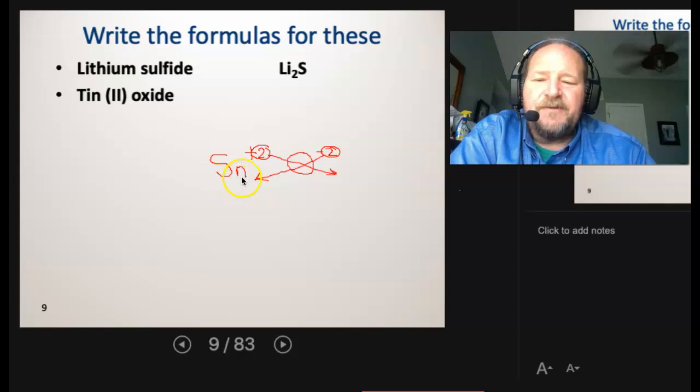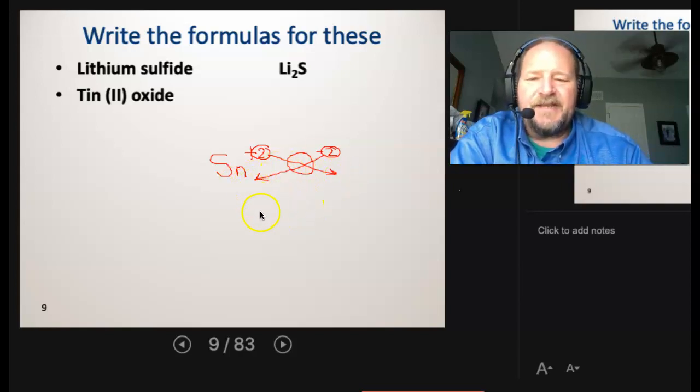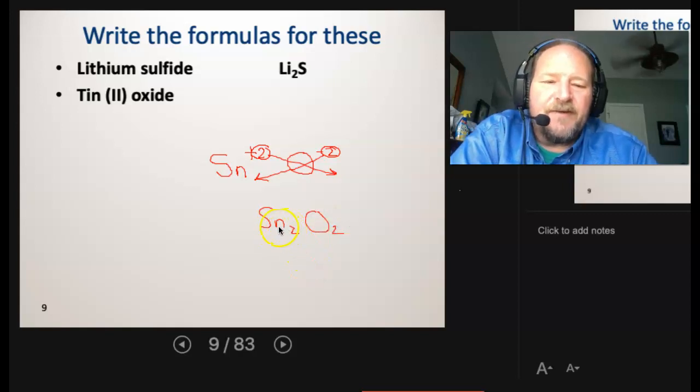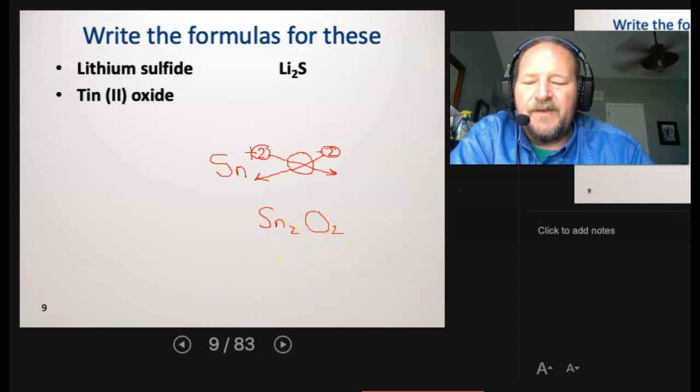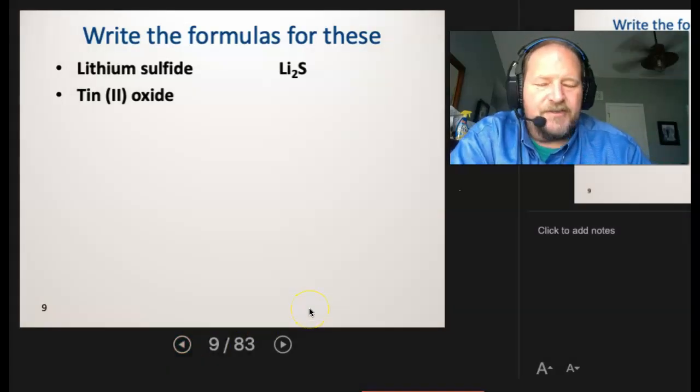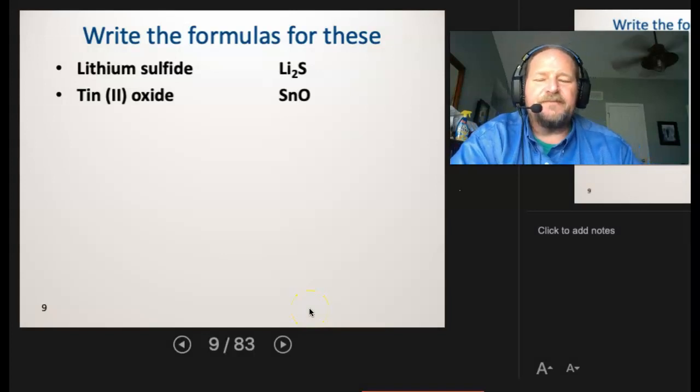So if I just do it by charge, plus 2 minus 2 gives me the right answer. It's going to be SnO. But if I crisscross them, I get Sn2O2. And if that's the case, then what I'm going to need to do is reduce them to the lowest possible multiple. Either method, I should end up with SnO.